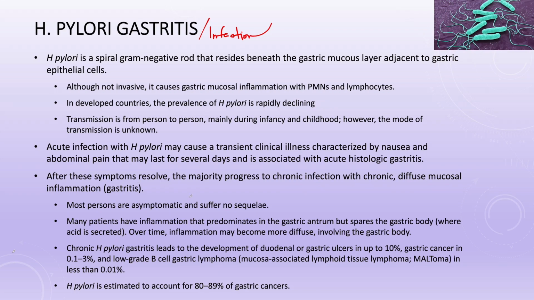We tend to see more duodenal and gastric ulcers that it can cause, and we'll talk about that a little bit more. It's estimated that as far as gastric cancers, H. pylori is accountable for 80 to 89%. So it can be one of the major risk factors for gastric cancer, which is not a very common cancer here in the United States, but we will talk about that in a little bit.